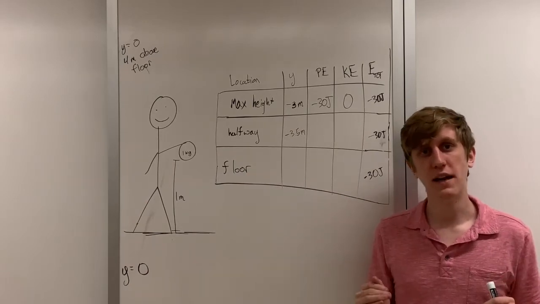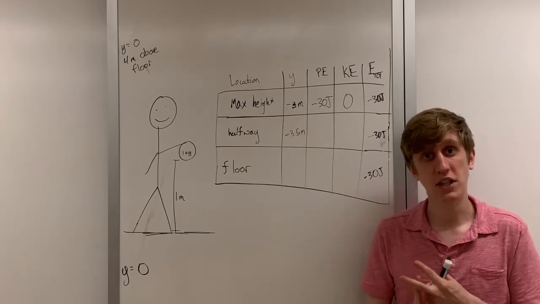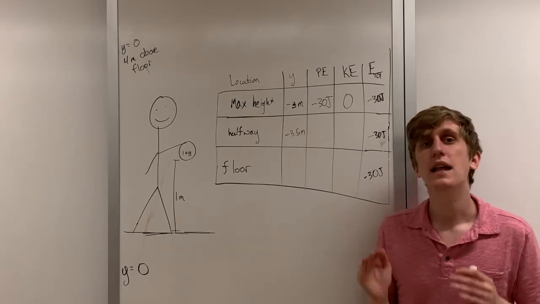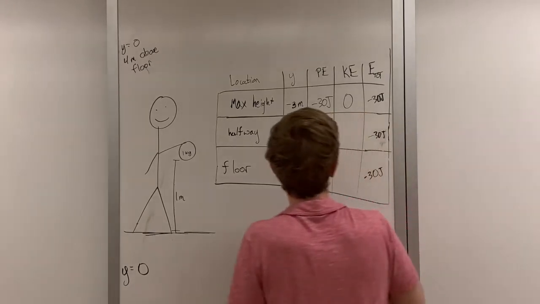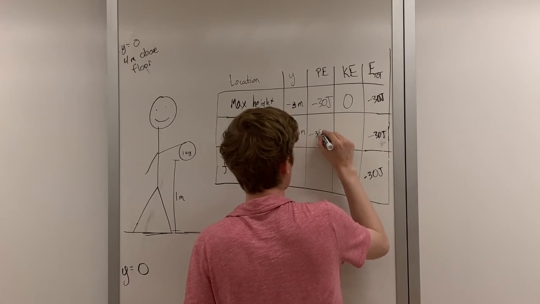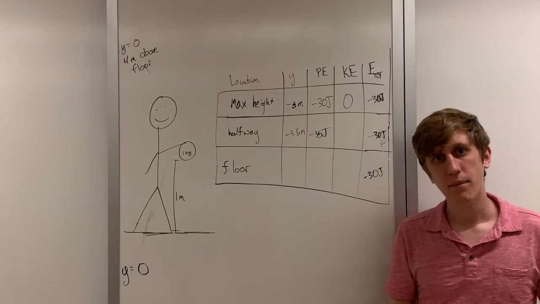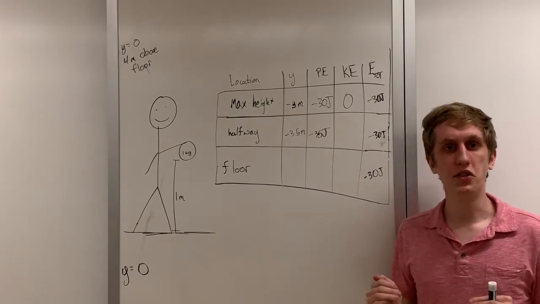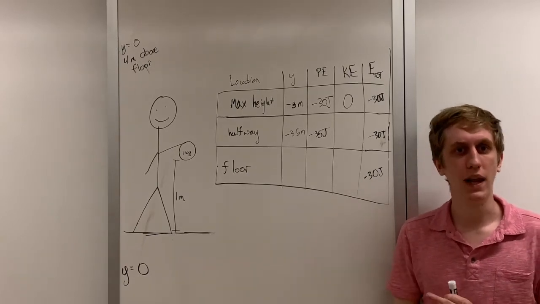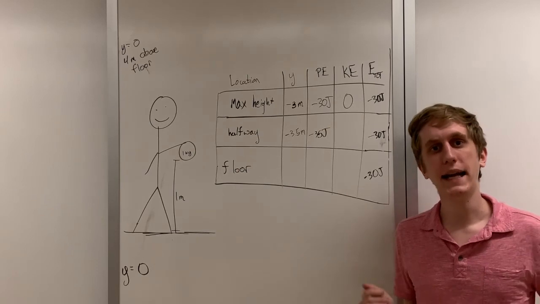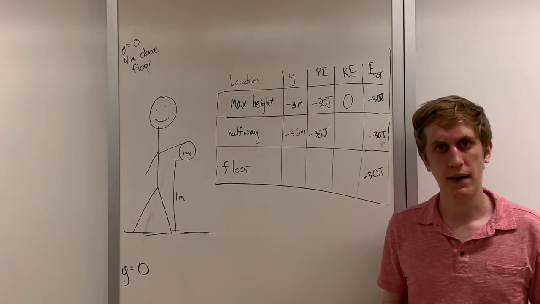If we again just use the definition that gravitational potential energy is equal to mass times the gravitational acceleration times the height, then our potential energy at this point is just -35 joules. Now we're interested in the kinetic energy. There are only three energy terms in this problem: kinetic energy, gravitational potential energy, and total energy. We know that kinetic energy plus gravitational potential energy always has to equal the total energy.